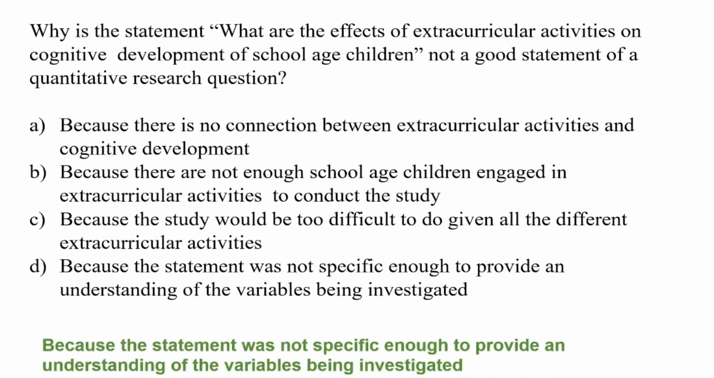D. Yes, correct. You said D, right? Last option. Yeah, D. So both of you are right, because the statement is not specific enough. When you're talking about a statement like this, you need to be more specific to give the reader an idea of what the variables being tested are. It's a vague statement. Extracurricular activities on cognitive development of school age children. You're not specifying the range of school age children, like from 3 years to 15, 16, 17 years, class 12. So it's a huge range of students.